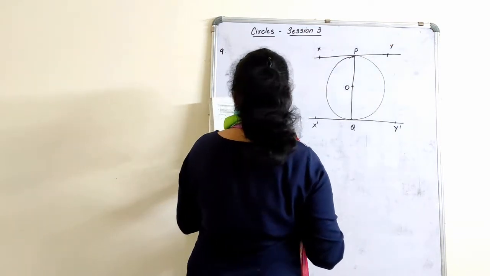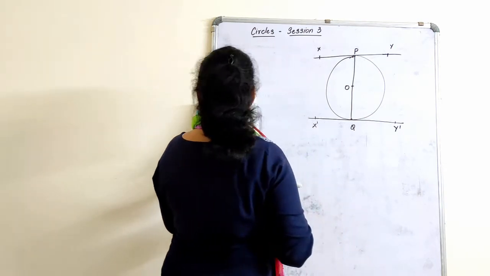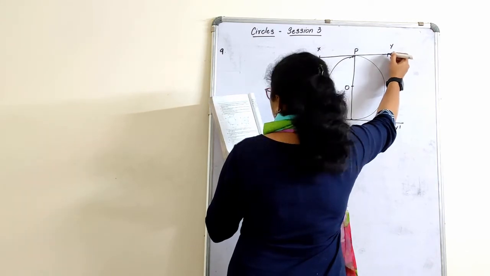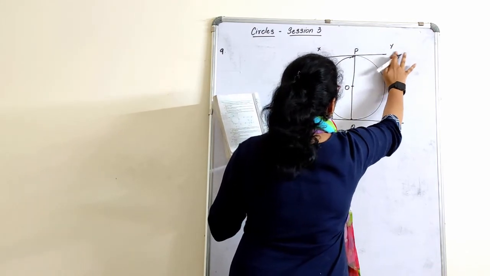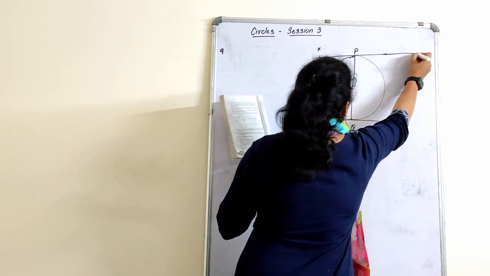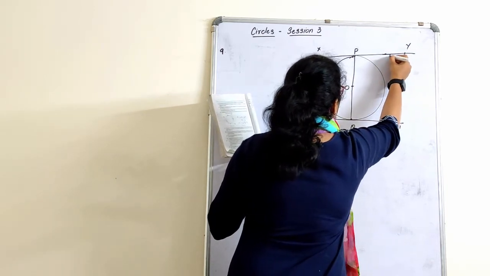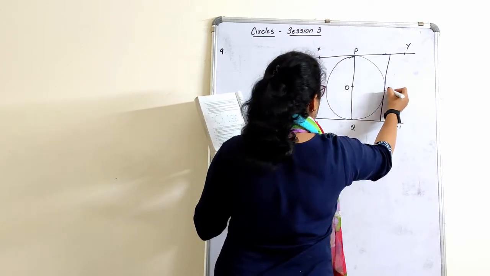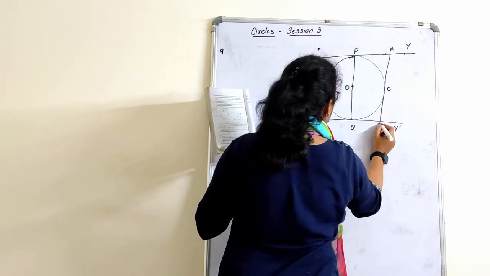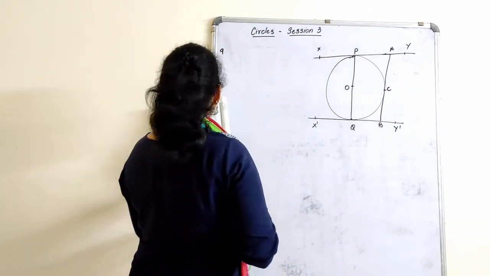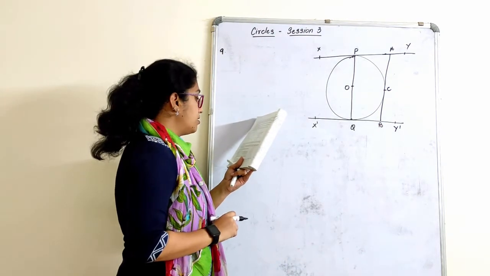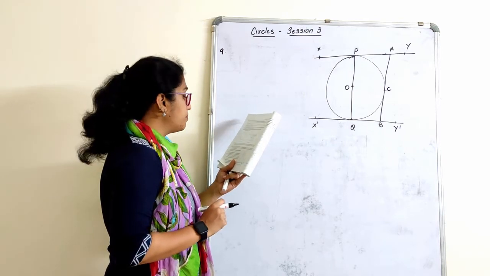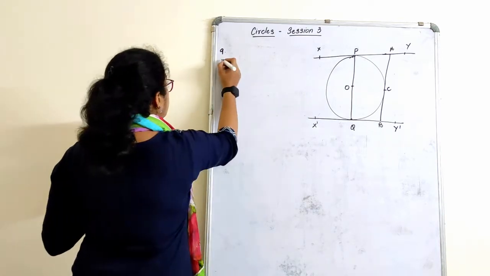Then there is another tangent AB. With respect to this point, this is some point Y I consider here. There is another tangent at a point of contact C, which is AB, intersecting XY at A and X'Y' at B. Prove that angle AOB is 90 degrees.